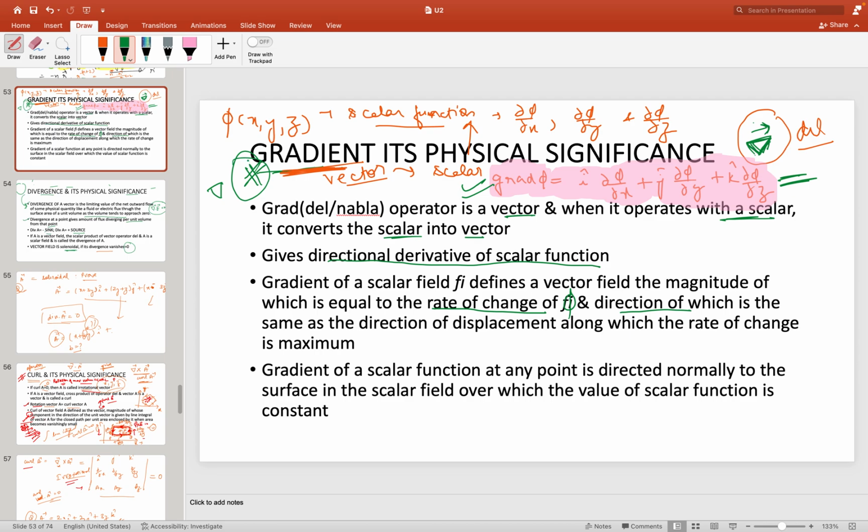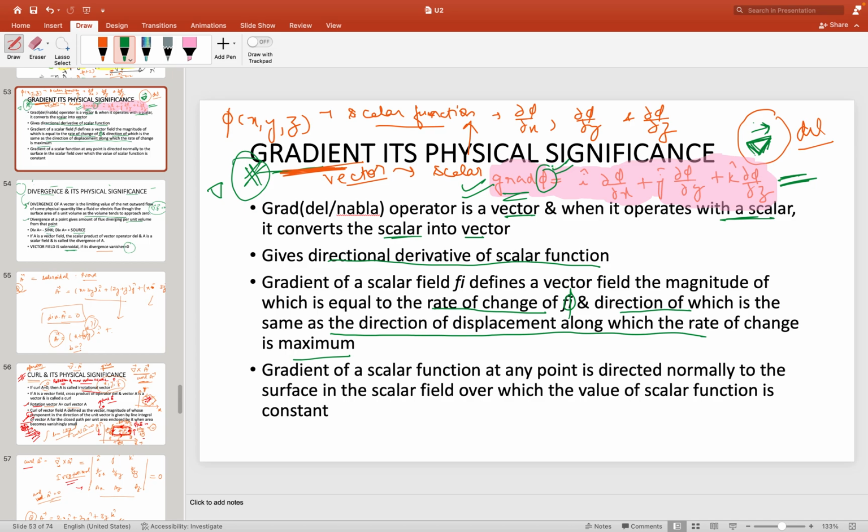So gradient of a scalar field is defining a vector field, the magnitude of which is equal to the maximum rate of change of phi function here, and direction of which is the same as direction of displacement along which the rate of change is maximum. Direction will remain the same. It won't give you some other direction which is perpendicular. Depending on your function and the gradient operator, it will just give you how the function is changing along that particular axis.